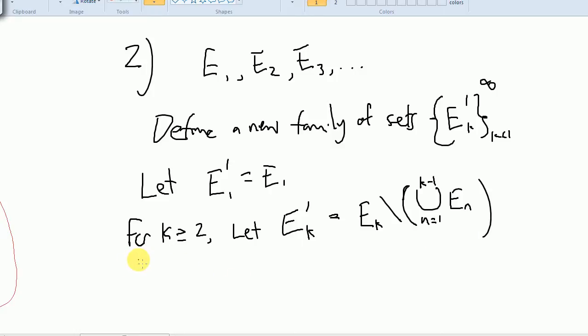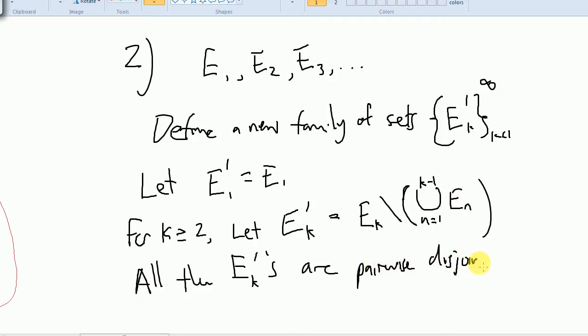So what have we done here? We have a set E sub k prime that is everything that is in E sub k, but not in the union of all the E sub n's that come before E sub k. So it's in E sub k, but it's not in anything that comes before it. And so it's clear that all of the E sub k primes are pairwise disjoint.